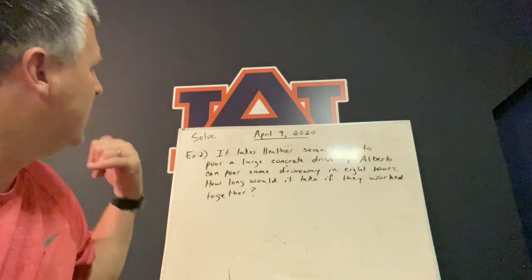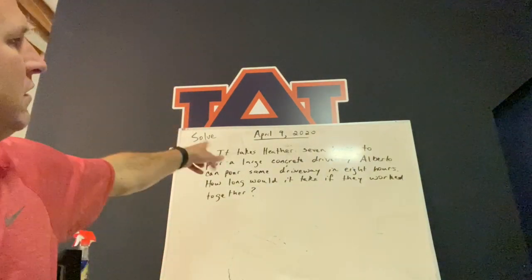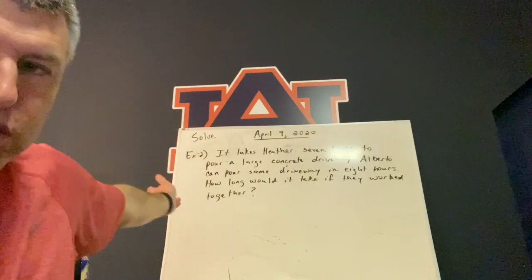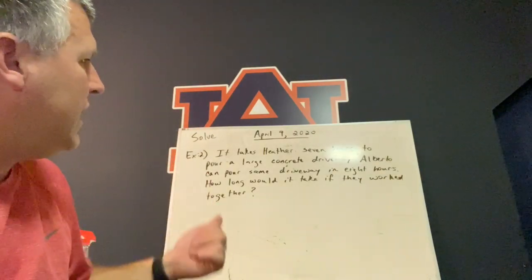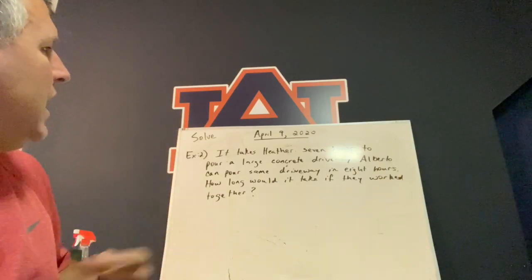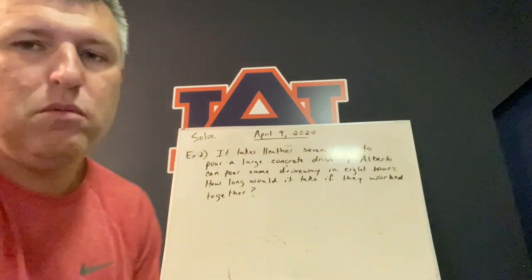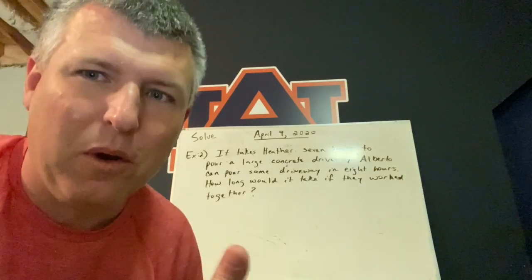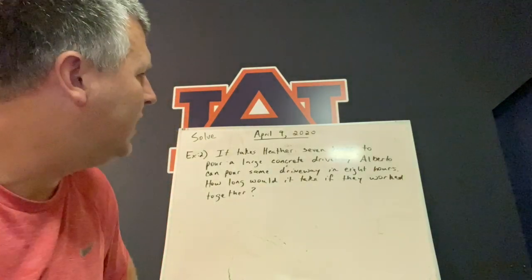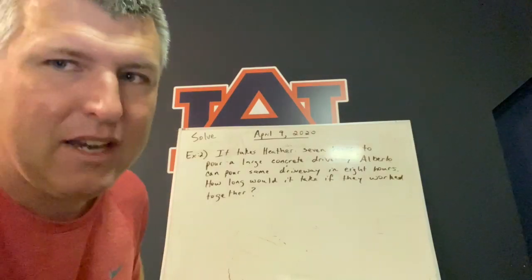So in other words, right here, it takes Heather 7 hours to pour a large concrete driveway. Alberto can pour the same driveway in 8 hours. How long would it take if they worked together? So my answer's never going to be more than 8, okay? It's not going to take them longer together. But my answer has got to be less than 7.